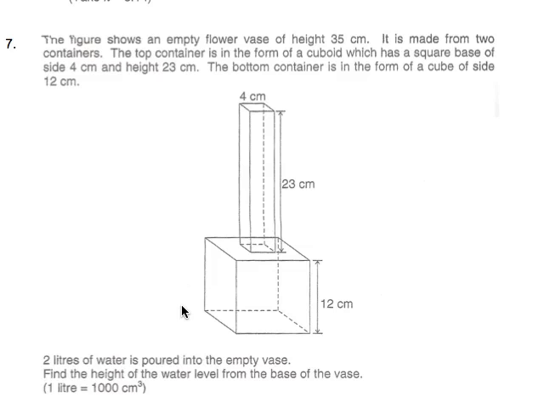Find the height of the water level from the base of the vase. That means they want you to look for where the water level rises when the water is being poured in. In other words, is it here, here, wherever it is? Okay, so let's do this step by step.